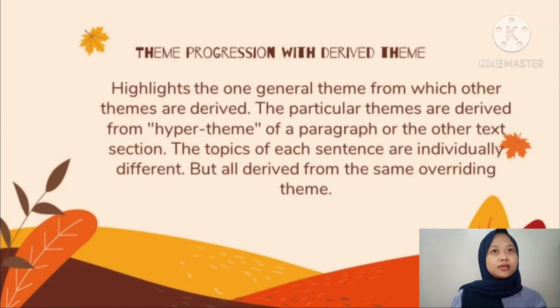And the last is theme progression with derived theme. It highlights the one general theme from which other themes are derived. The particular themes are derived from the hypertheme of a paragraph or other text section. The topics of each sentence are individually different, but all derived from the same overriding theme.